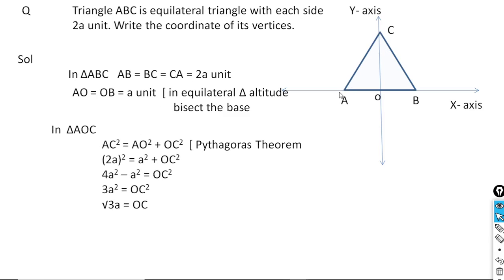So we start the problem from the triangle AOC and use the Pythagoras theorem. AC squared is equal to AO squared plus OC squared. The value of AC is 2a, AO is a, OC squared we will find, which comes out to be root 3 a. So the coordinate of point A is on the left hand side of the origin, it is (-a, 0), point B is (a, 0), and point C lies on the y-axis, so this will be (0, root 3 a).